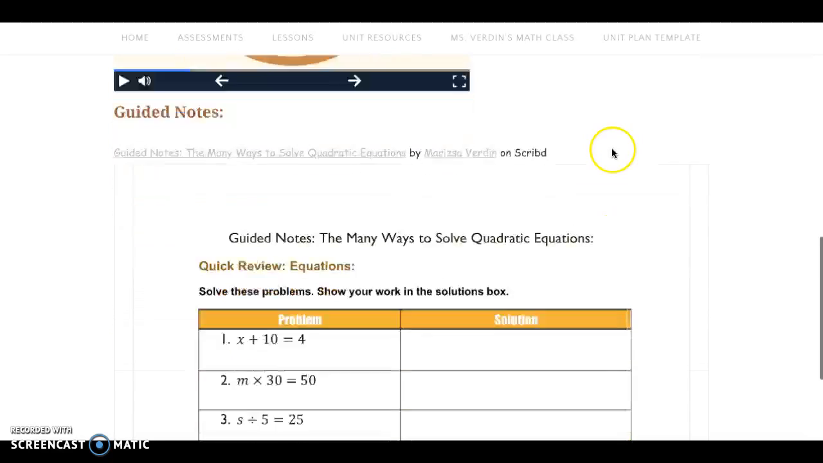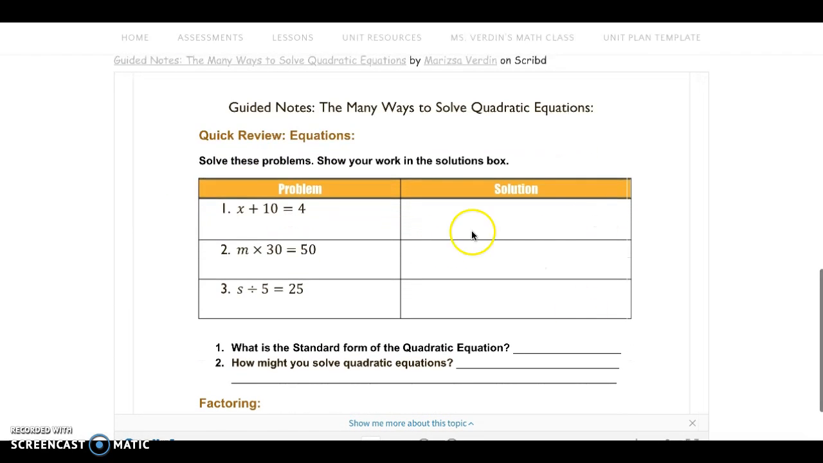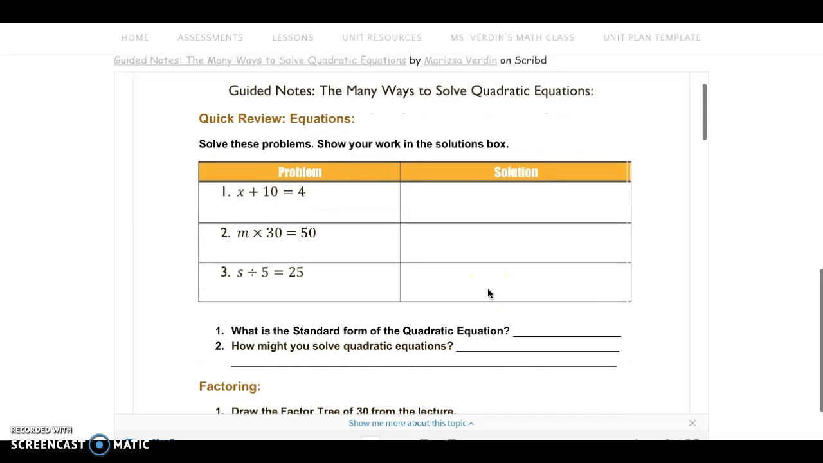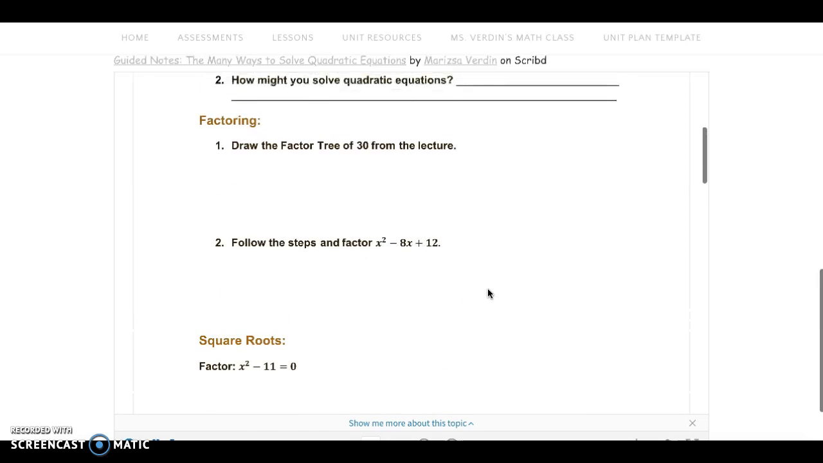Along with this lecture, students do have a guided notes worksheet in which they would just have to fill in the boxes as they go through the notes, answering these questions. Here they have: draw the factor tree of 30 from the lecture.